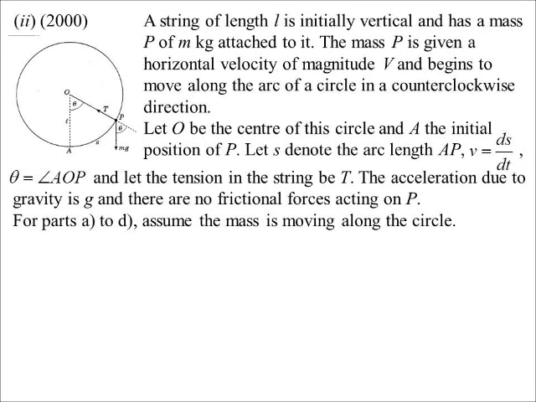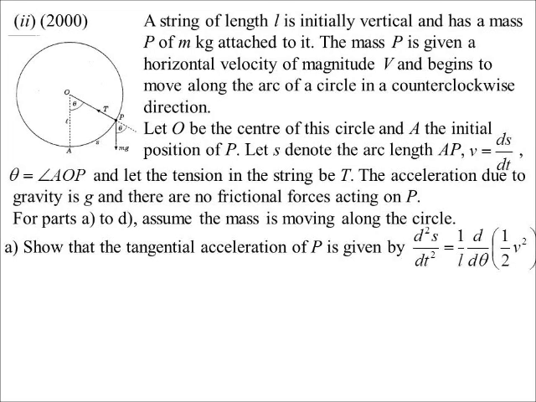The angle at the centre is theta, so angle AOP. Tension, because it's attached to a string, so there'll be tension going up the string, so that's T. Acceleration due to gravity is g. We will assume no frictional forces to make the problem a little bit easier. For parts A to D, we are going to assume the mass continues to move in that nice circle.